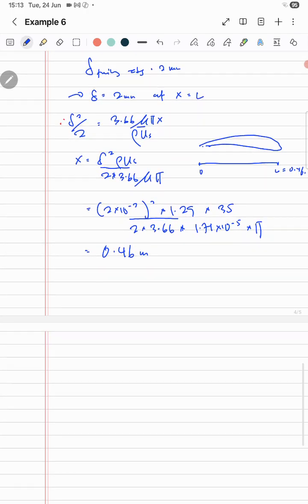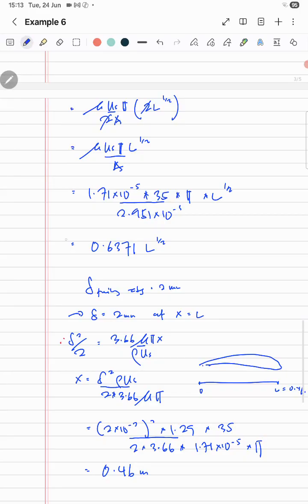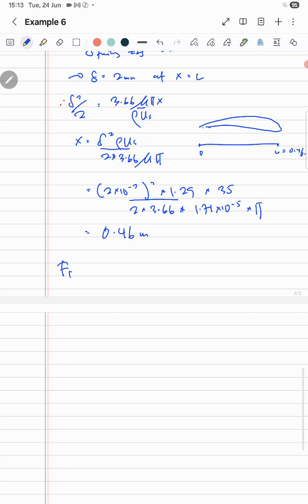Lastly we substitute into the drag force equation. We have Fd equal to 0.6371 multiplied by 0.46 to the power of 1 over 2, which gives us 0.4321 Newton. That's all for the solution of example 6. So try to look at it, try to understand, and try your best to understand. Thank you.